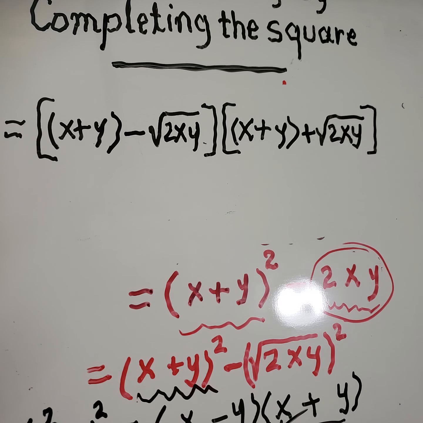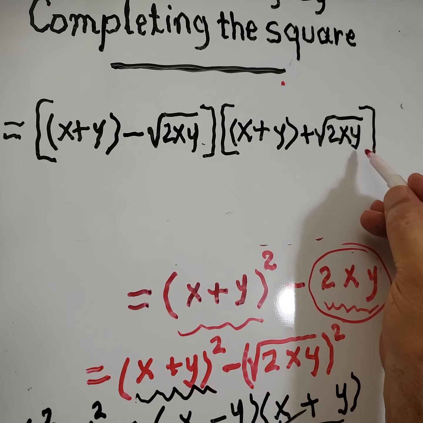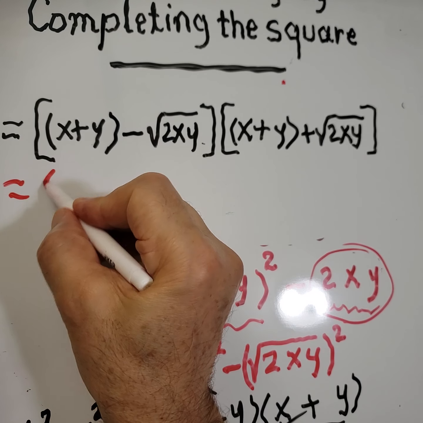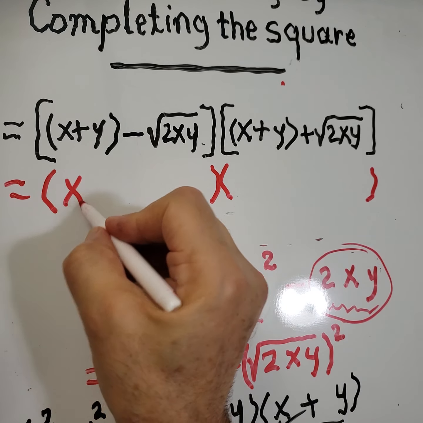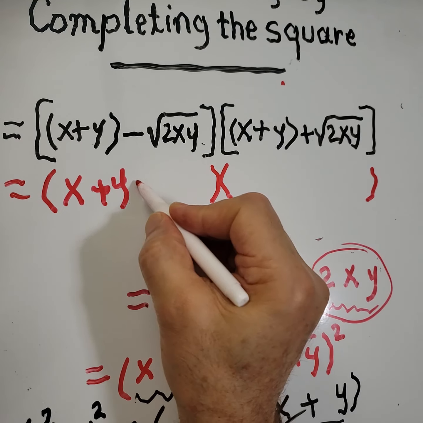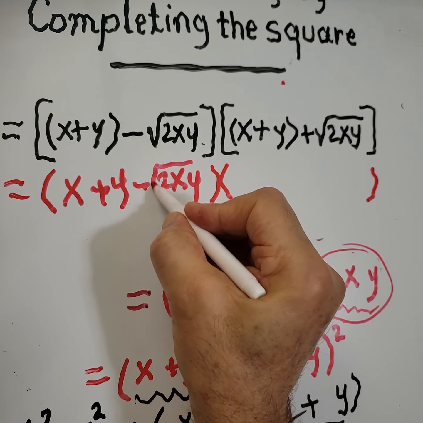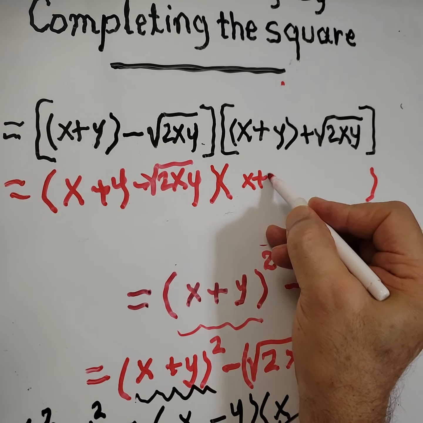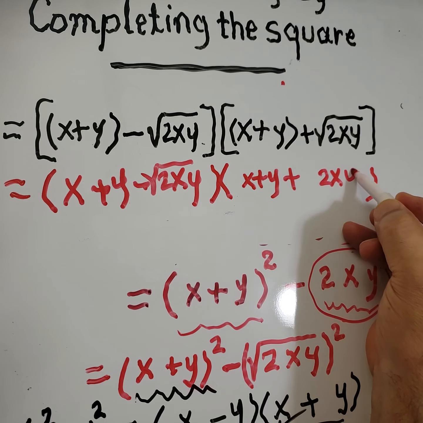And if you want to simplify the answer, this form, you can write it without getting two kinds of brackets, just one kind of bracket like this. You can write it like this: x plus y minus 2xy under square root, x plus y plus 2xy under square root, and that's it.